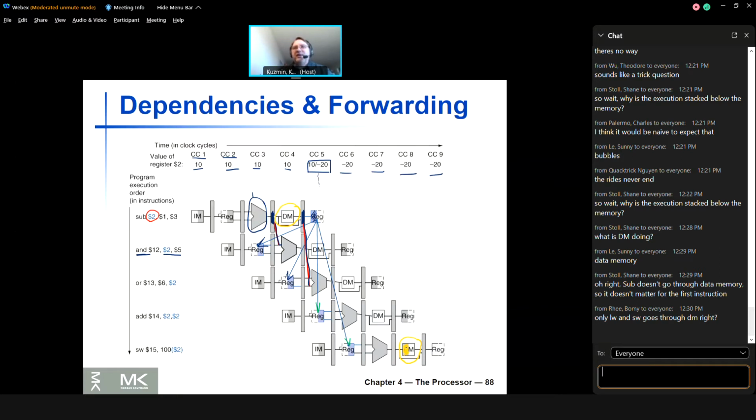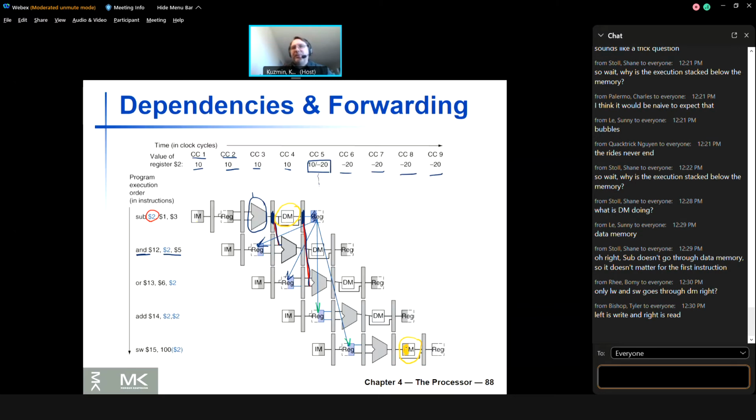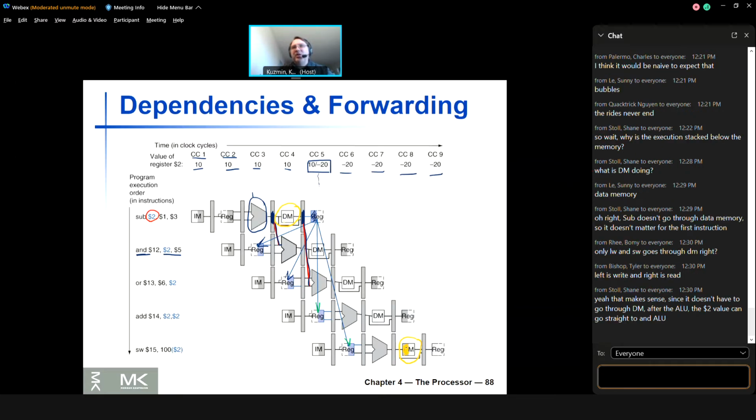Yeah, and that's exactly the problem. If sub could somehow skip this memory stage, and during clock cycle 4 it would write back the result into register 2, then our second hazard would simply not exist, right? Because by this moment of time the value would already be in register 2, and then that's it. Our OR instruction would just read it normally.